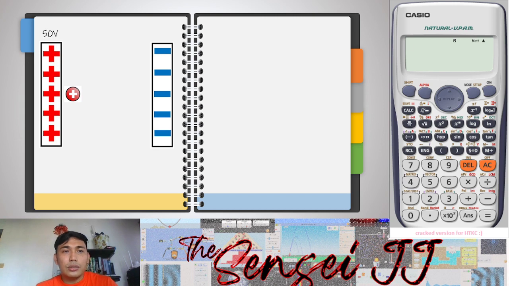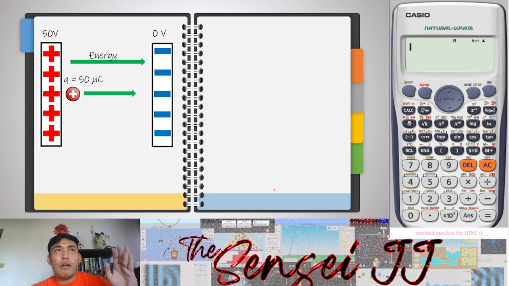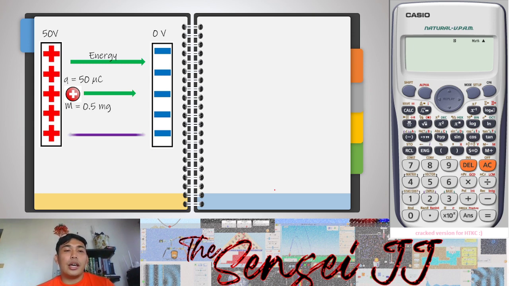So let's try to have an example here. So we have here our 50 volts, and the energy is going to the direction of our 0 volts. We have our 50 volts positive plate and 0 voltage negative plate. The direction of the energy is from positive to negative. And we have our Q which is 50 microcoulomb, mass of 0.5 milligrams, and the distance between those two is 50 centimeters. So solve for our work, velocity, and acceleration.